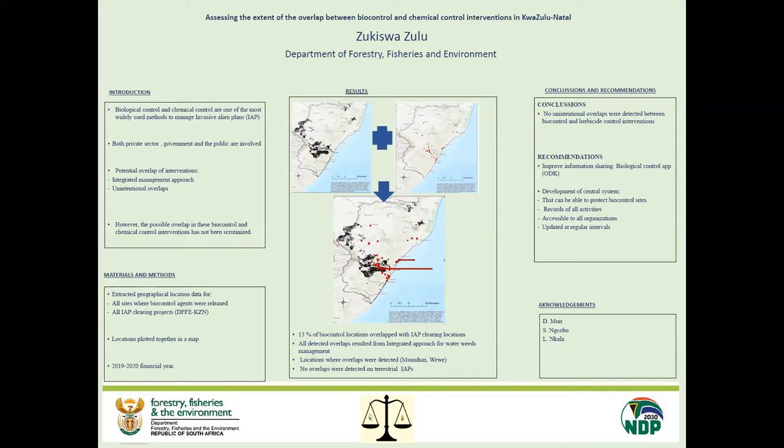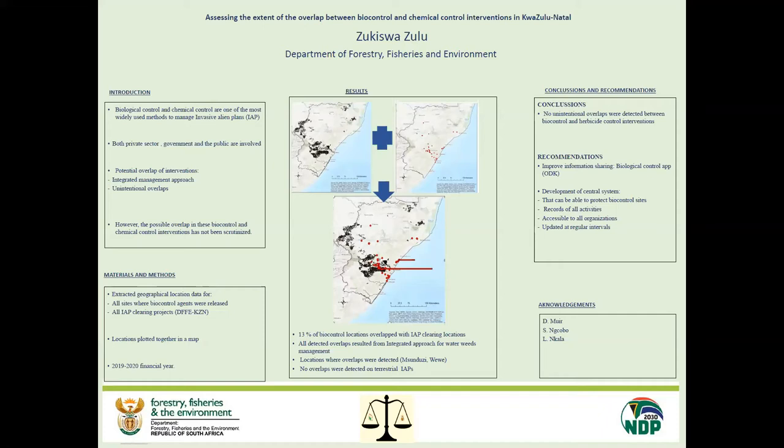However, these overlaps were a result of an integrated approach for water weeds management. No overlaps were detected for terrestrial weeds, and the locations where overlap were detected were from Msunduzi River and Mgeni River. We conclude that for the 2019-2020 financial year, there were no overlaps which were unintentional.